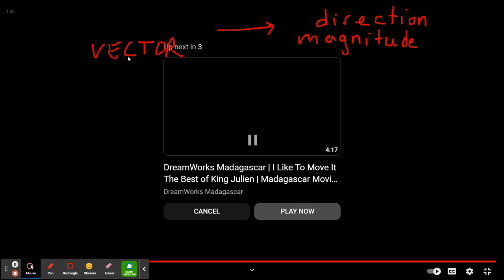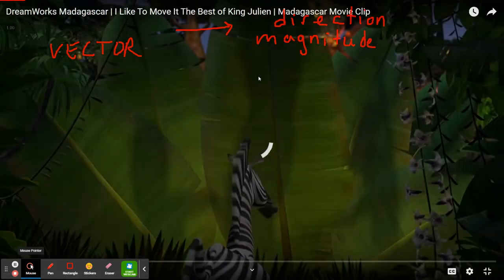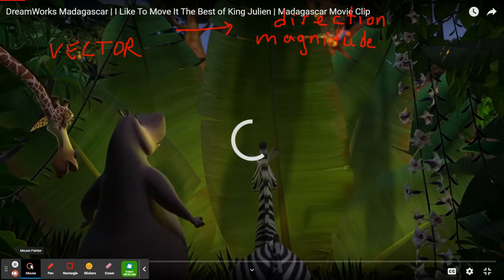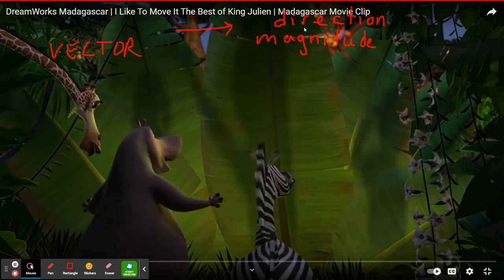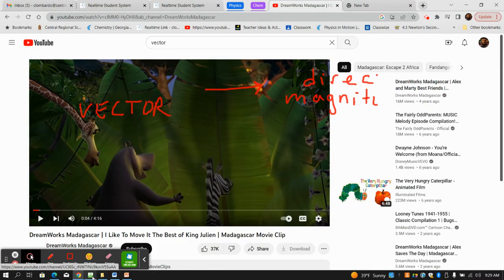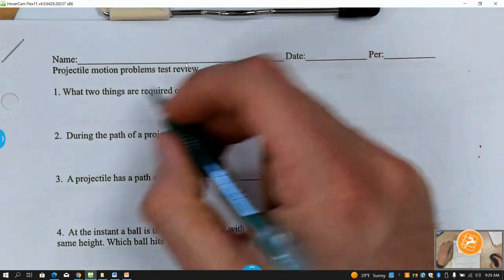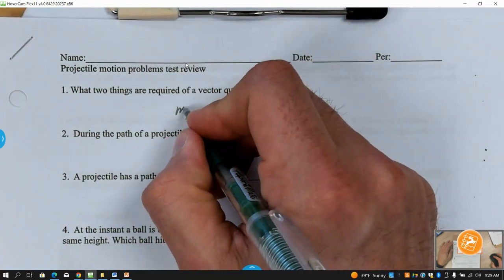Okay. So a vector is represented by an arrow. Magnitude and direction. Yes. It is a quantity that requires both magnitude and direction.